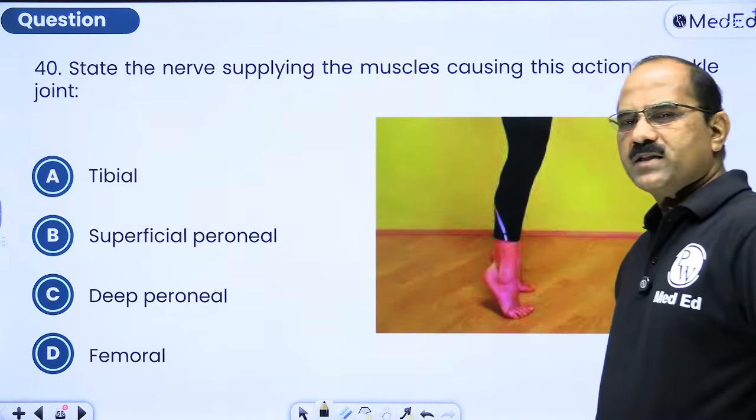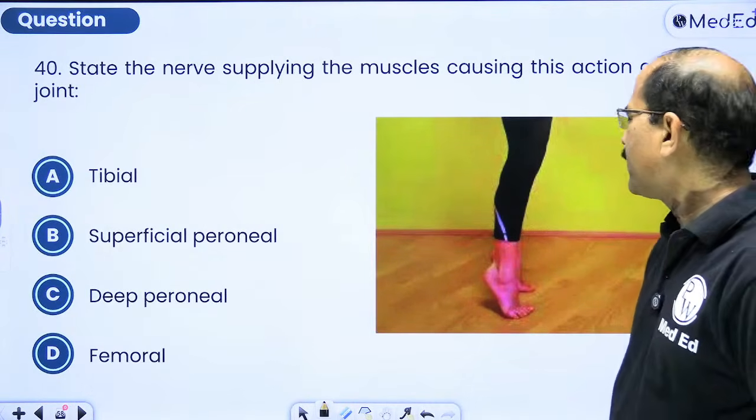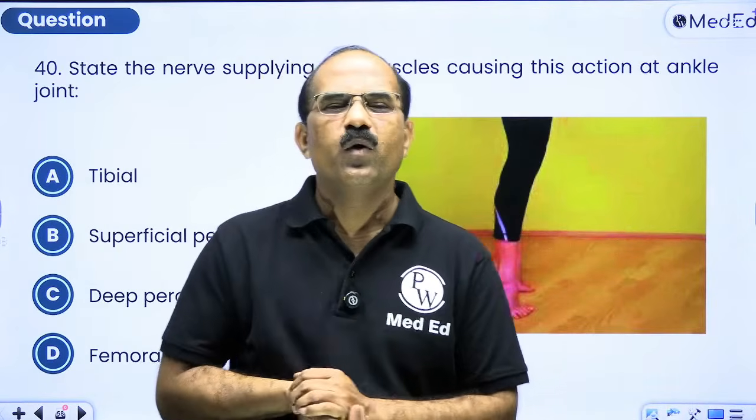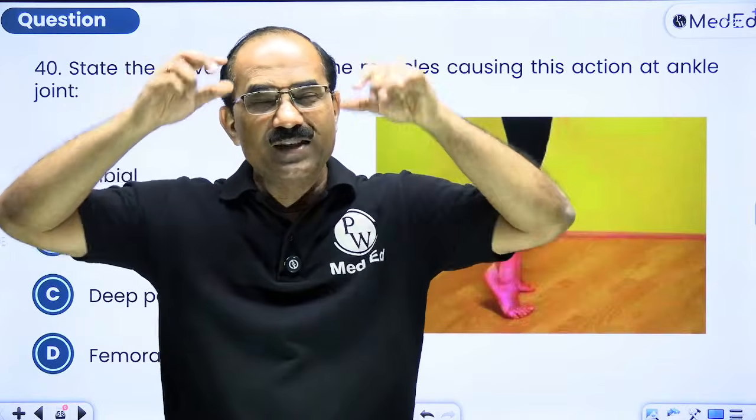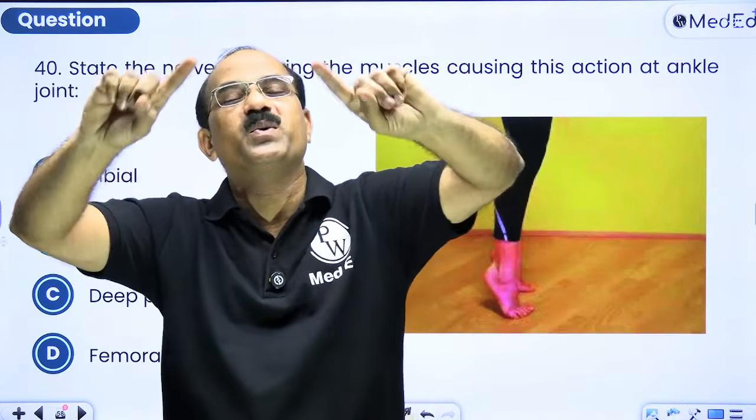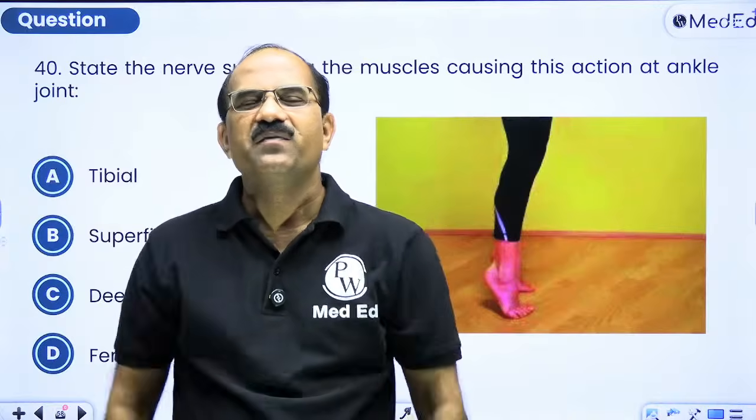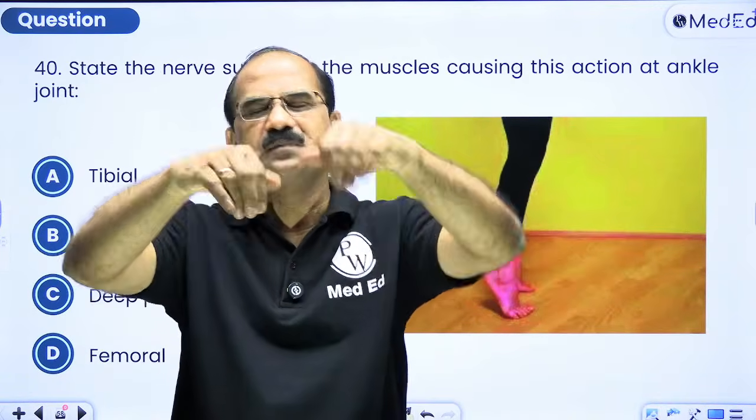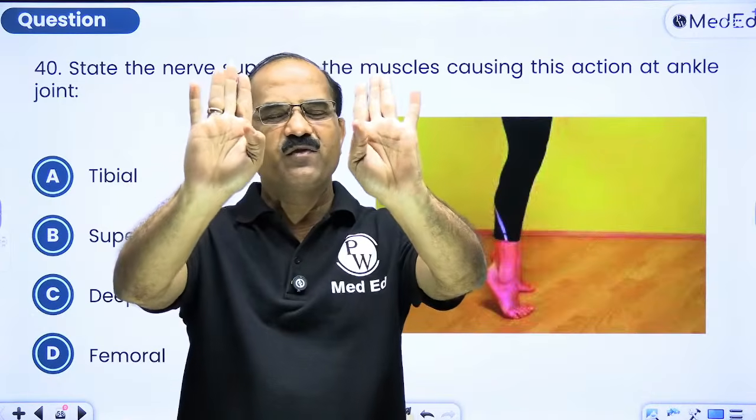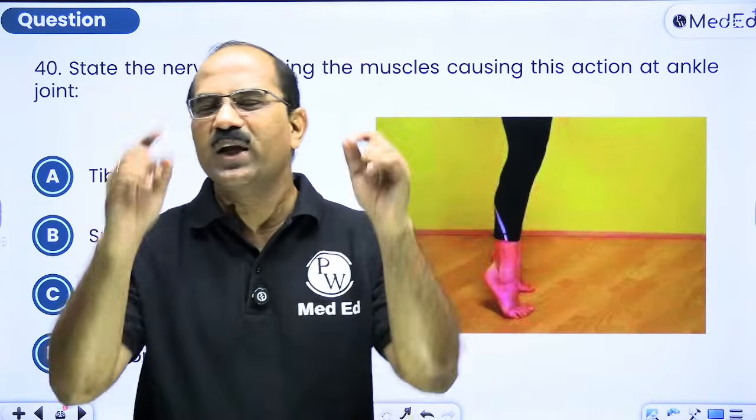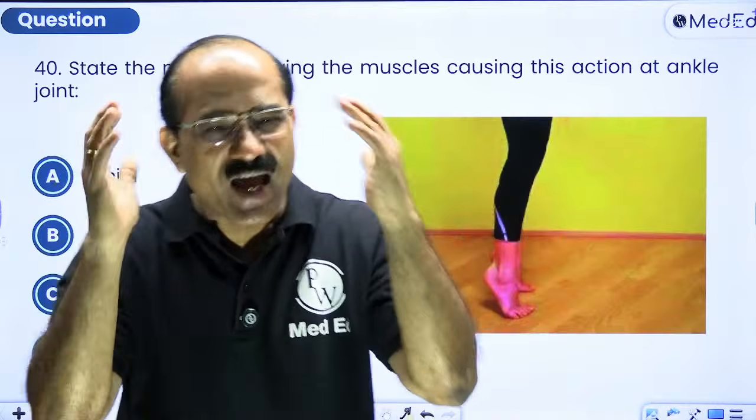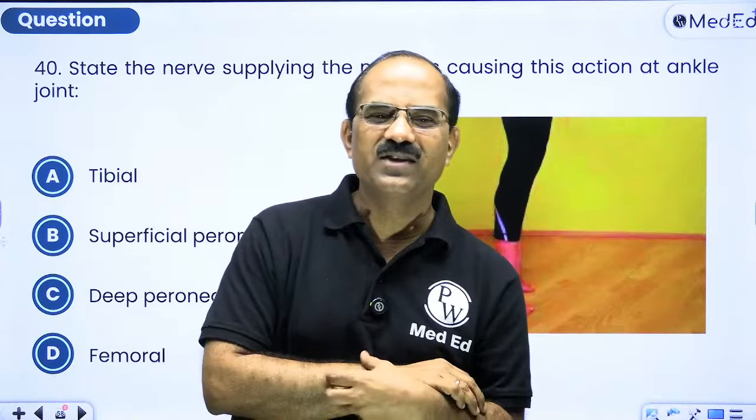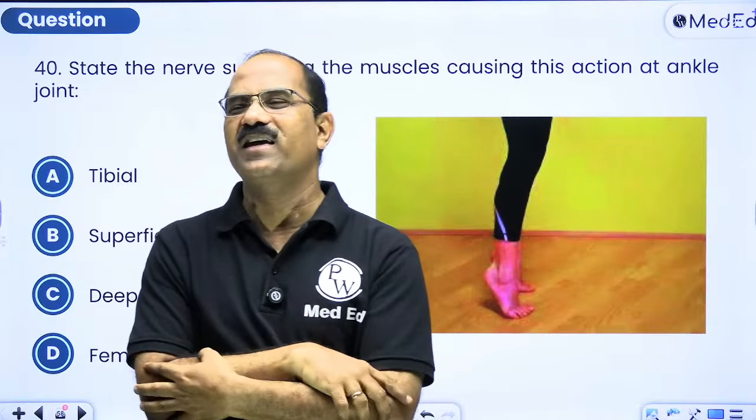Name the nerve supplying the muscle causing this action at the ankle joint. What is this action at the ankle joint? पहले बोलो. What is this action at the ankle joint? You are standing on the tip of your toes. What are you doing to the ankle? वैसे ankle joints पे दो ही movements हैं, एक है dorsiflexion, एक है plantarflexion. One is dorsiflexion, one is plantarflexion. So when you are standing on the tip of your toes, what is the action? Action क्या है बोलो बच्चे? Action क्या है? पहले बोलो action क्या है?